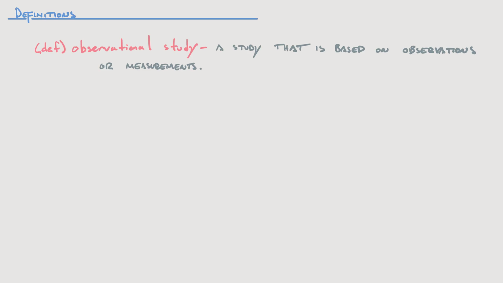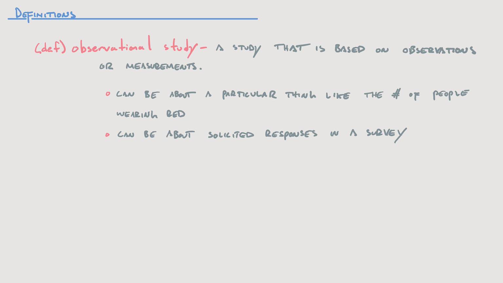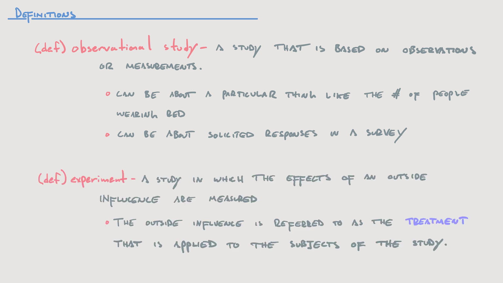Now, one thing that's oftentimes confused with an experiment is called an observational study, which is a study that's based on observations or measurements only. And this can be things like the number of people wearing red, for example, or it can be about solicited responses in a particular survey, like what do we notice about them. Whereas an experiment is a study in which the effects of an outside influence are measured. Right? The outside influence is referred to as the treatment that is applied to the subjects of the particular study.